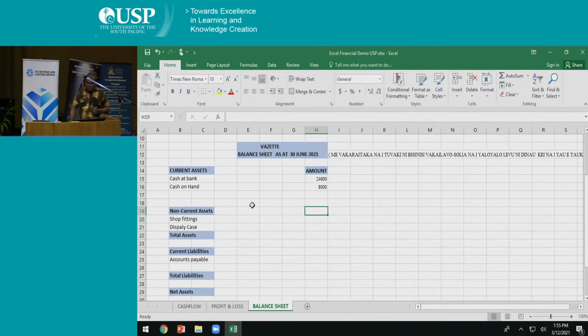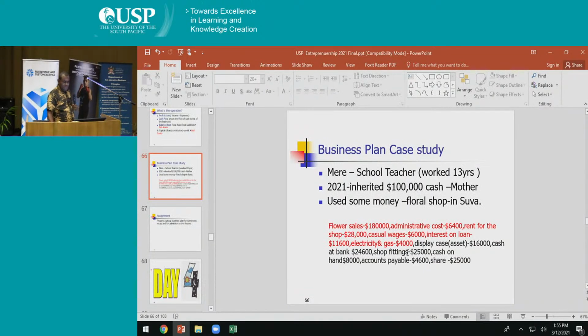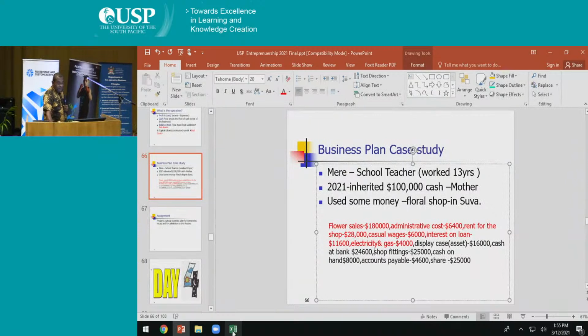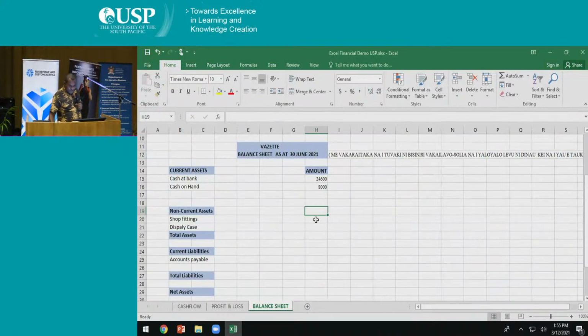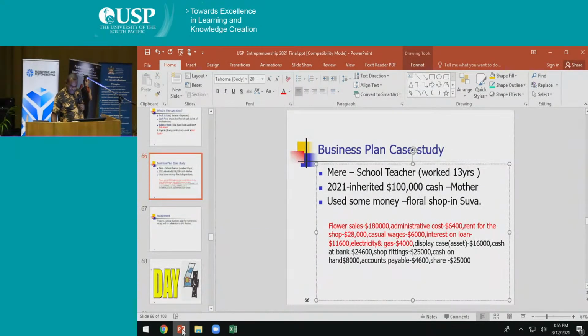So what's our current asset, non-current asset here? Back to our shop fittings, okay? 25,000, good. Display case, 16. $16,000.